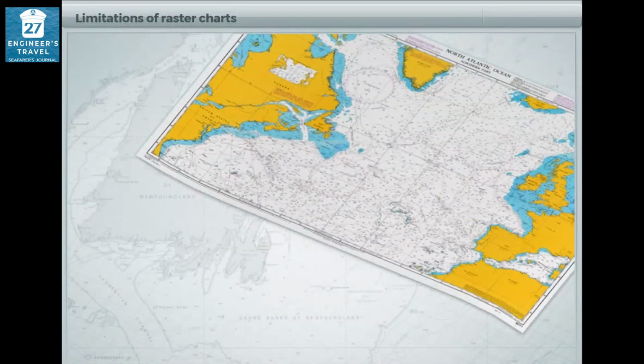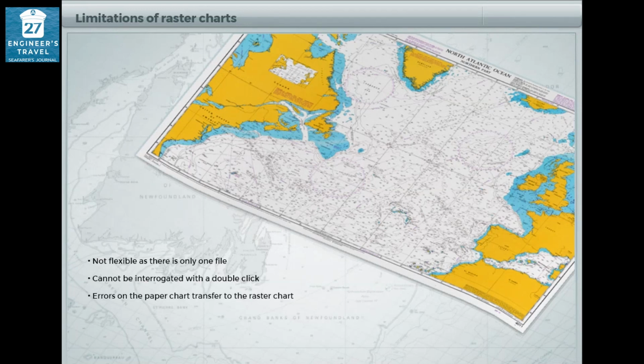There are, however, some limitations to raster charts. They are not flexible, as there is only one file. They cannot be interrogated with a double click. Errors on the paper chart transfer to the raster chart, and adding chart corrections means a rescan of the corrected chart.